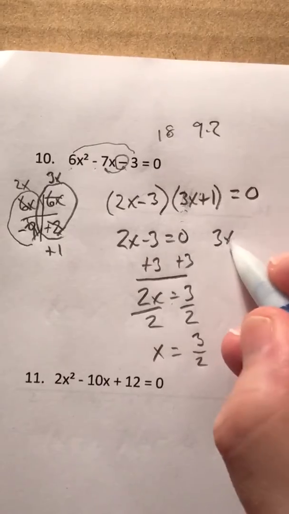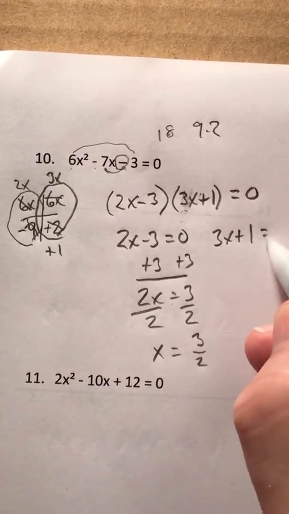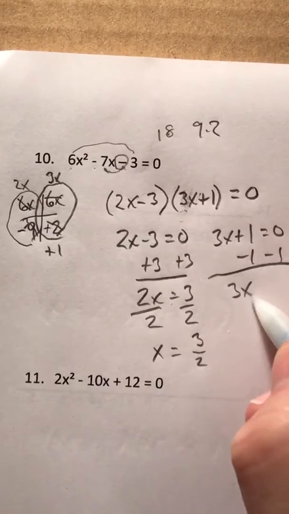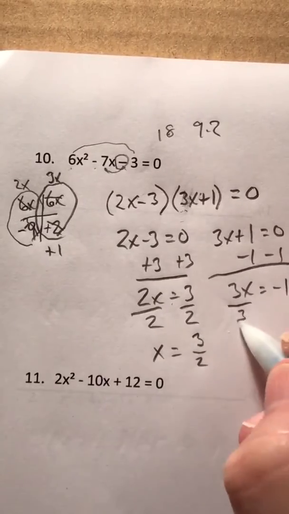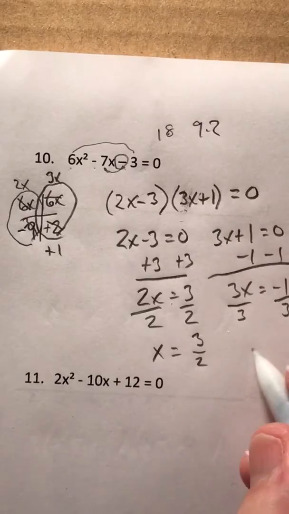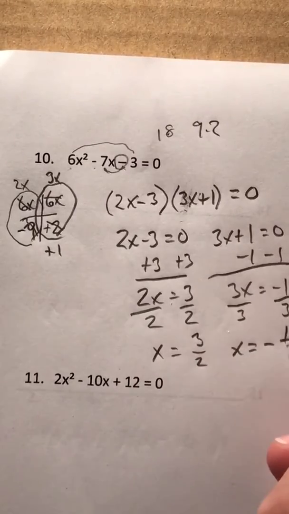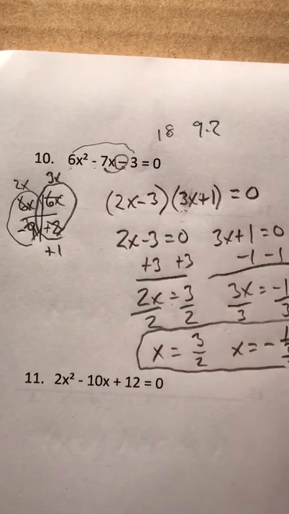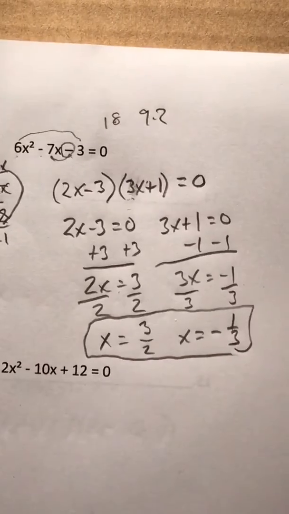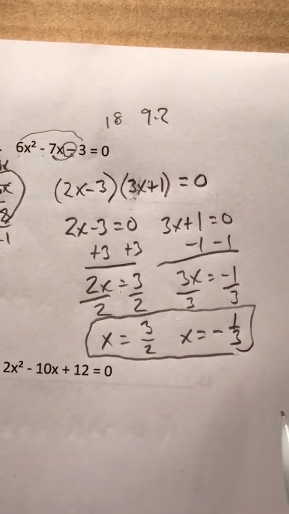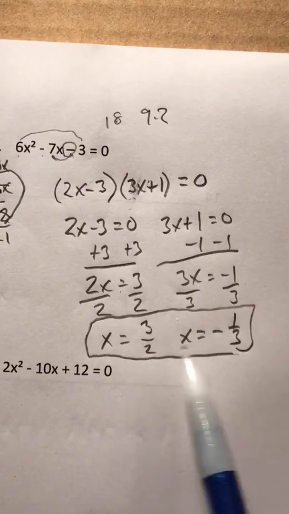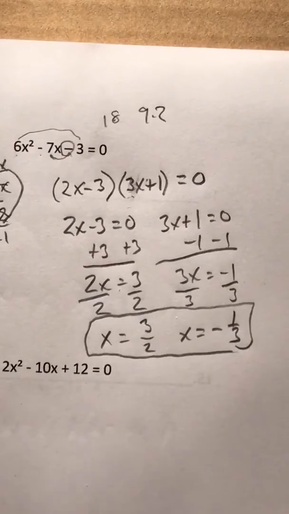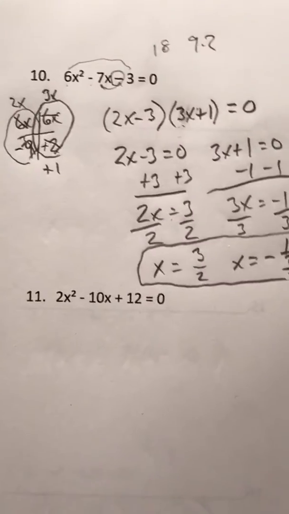Then we take our 3x plus 1, set that equal to 0, subtract 1. Gives us 3x equals negative 1, divide by 3, and we get x equals negative 1/3. So there's our two answers. All right. Now on the quiz, these are going to be multiple choice. So that's how I'm going to leave the answers as 3 halves and negative 1/3. All right. So if you're using decimals, then I wouldn't do that.